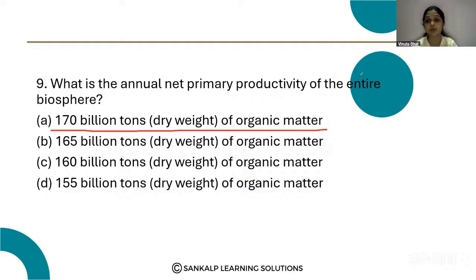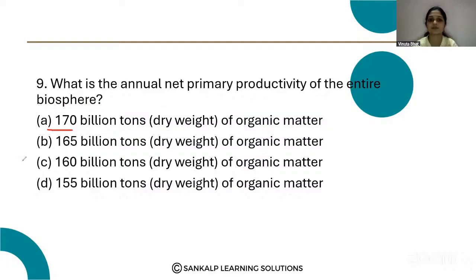So plants produce the organic matter or the biomass, then some amount is utilized by them, and the remaining one, if you count the remaining amount, that is 170 billion tons of dry weight of the organic matter of the entire biosphere. So when you consider the entire biosphere, this is the amount. Okay.